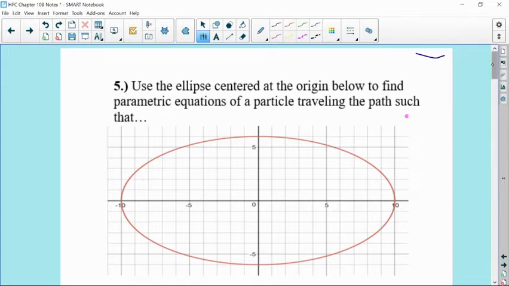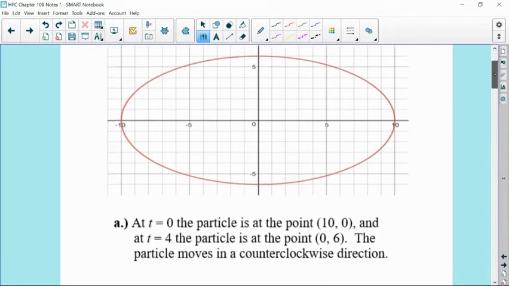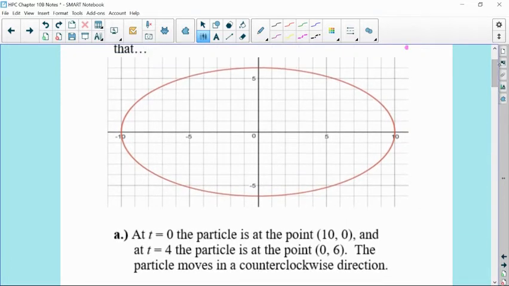So let's look at this first example here. It says at time equals 0, the particle is at the point (10, 0). So that's just right here. And at time equals 4, the particle is at (0, 6), which is up at the top. And the particle moves in a counterclockwise direction. And we sort of have to assume that it's moving at a constant speed.